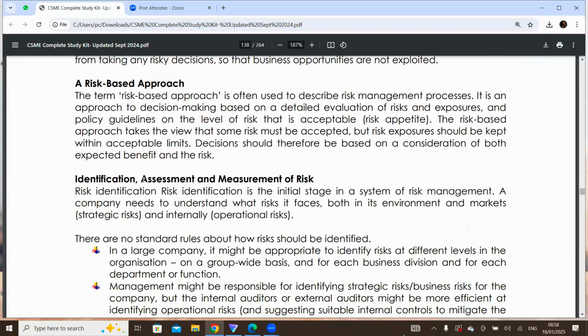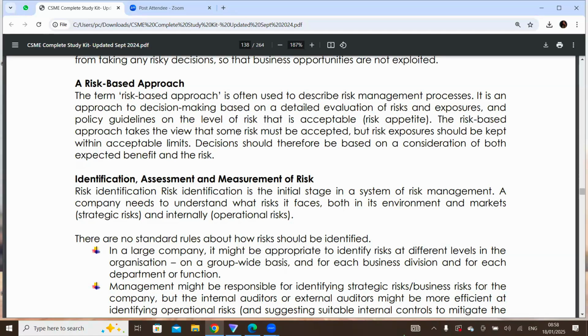we have the risk-based approach. What is a risk-based approach? It's basically making decisions after you have done a detailed evaluation of the risk and exposure, and you know that, okay, this is what can happen. Risk-based approach simply means making decisions from a risk point of view. You have evaluated the risks and you're saying that, having considered all of this, this is the decision I want to make. Okay, so that is a risk-based approach.